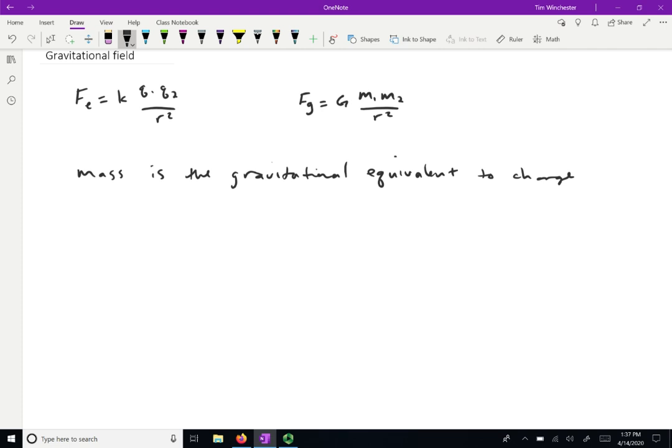We also see that the relationship with distance is the same. So both follow an inverse square law. Okay, so as you get twice as far away, each force becomes 4 times weaker. The forces go to 0 as you go to infinity.